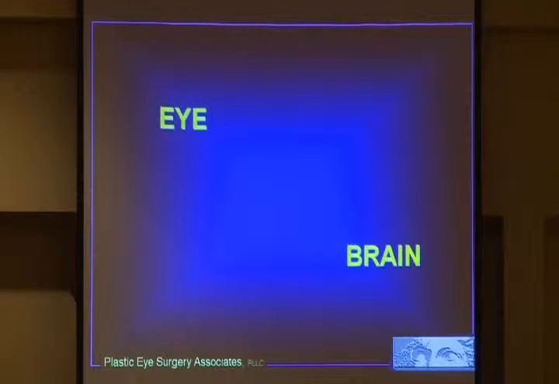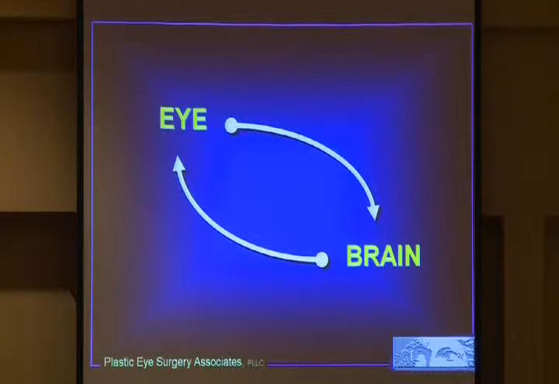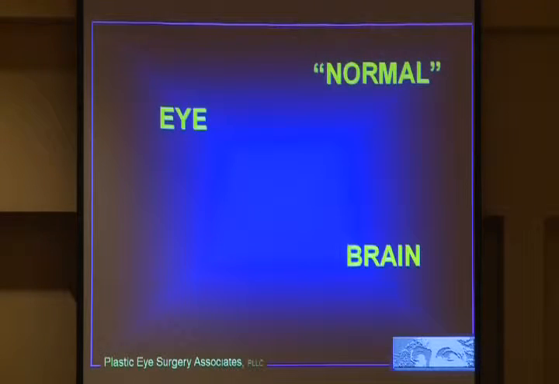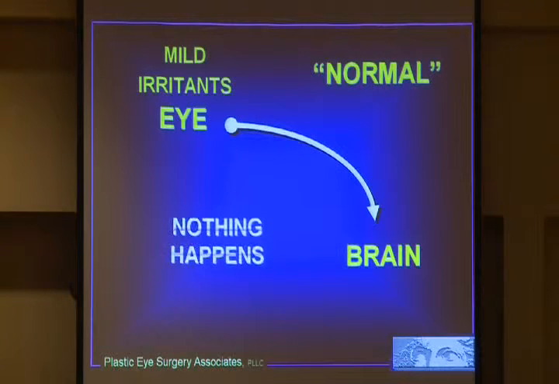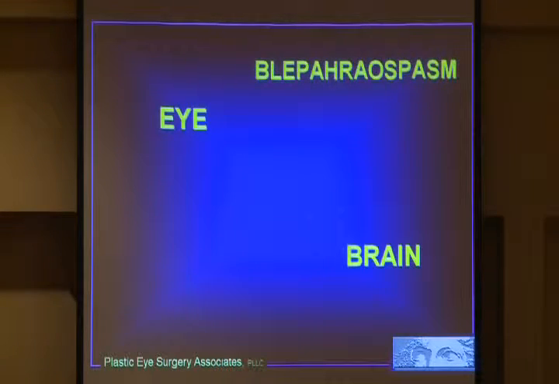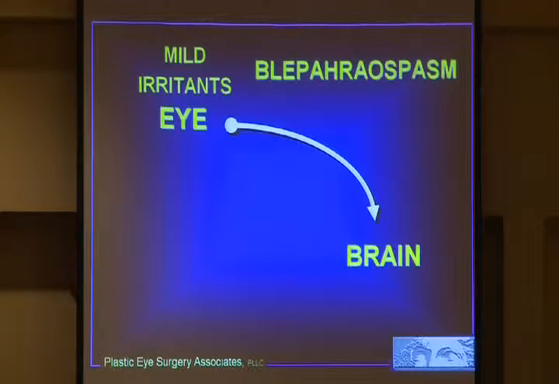Here's your eye, here's your brain, and the brain tells the eye to blink, and sometimes the eye tells the brain to tell the eye to blink. In the normal person, you might have some mild irritants, and it says to the brain, I'm having some mild irritation, and nothing happens. That's the average person. In the blepharospasm patient, you have mild irritants, and it tells the brain, hey, I'm irritated, and the brain says, blink. And I think that's along the lines of what we've been talking about this morning.